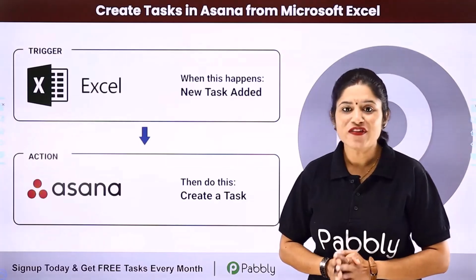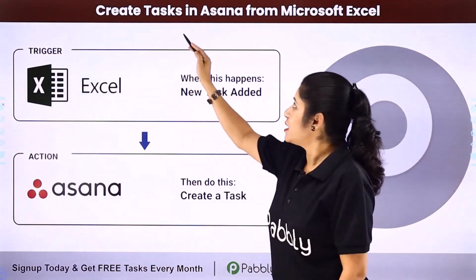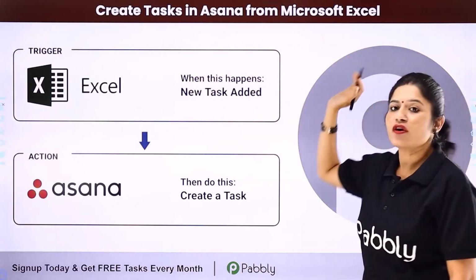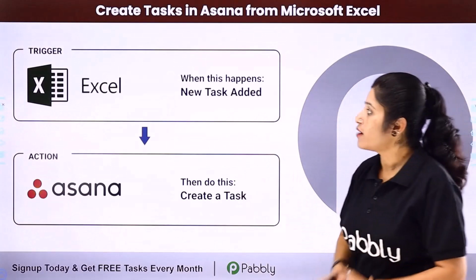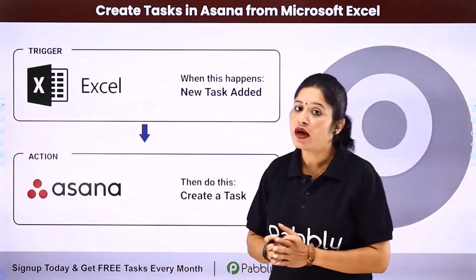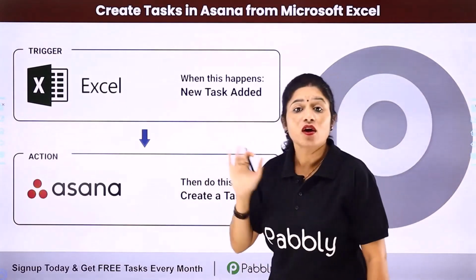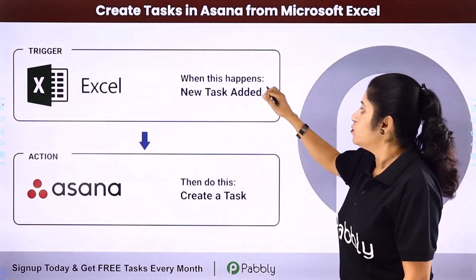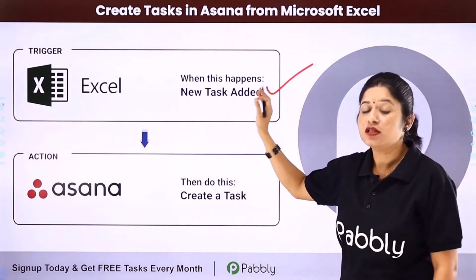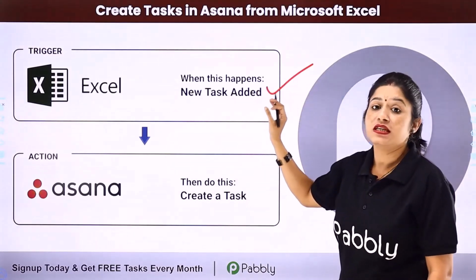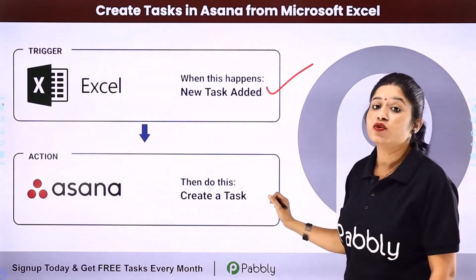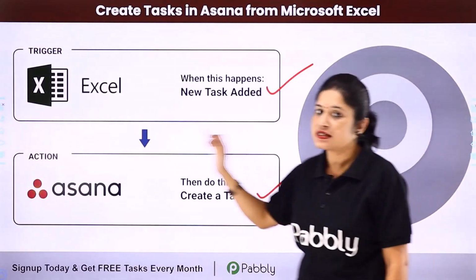In this video, we are going to learn how you can create tasks in Asana from Microsoft Excel. So let's suppose you have created an Excel spreadsheet where you are adding some task details. Now you want that whenever you add a new task detail to your Excel spreadsheet, automatically using those details, a new task should get created into your task management software, that is Asana.